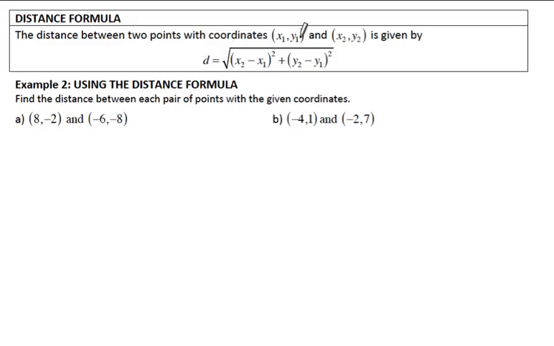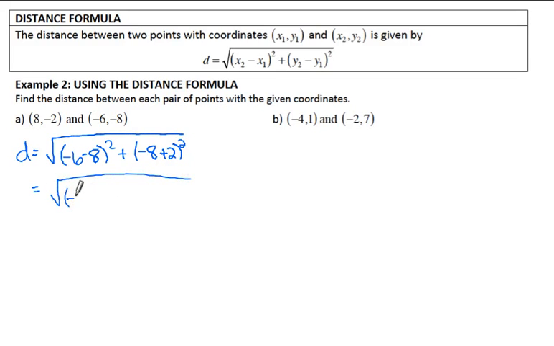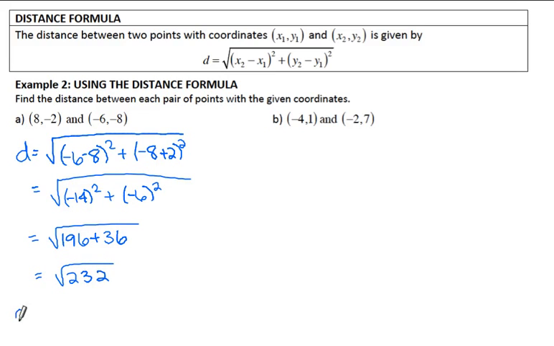Using the distance formula, you're just plugging into the distance formula. So I have the square root of x2 minus x1, quantity squared, plus y2 minus y1, quantity squared, and then from there you're just simplifying. So that gives me negative 14 squared plus negative 6 squared. So that's 196 plus 36, which gives me the square root of 232. For this particular section, instead of simplifying the radical, we're going to go ahead and approximate the decimal, and that gives me approximately 15.23.